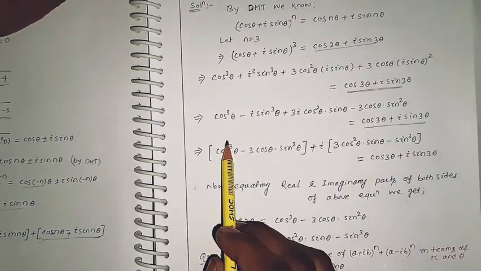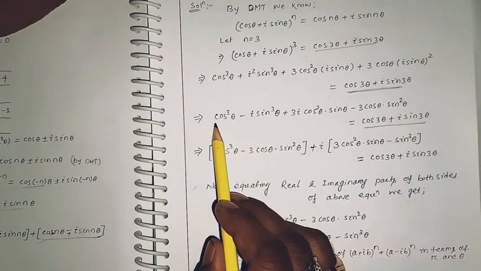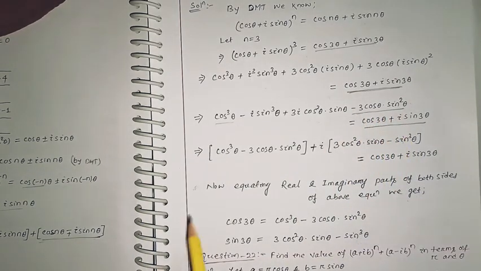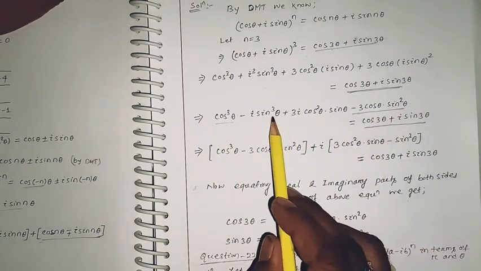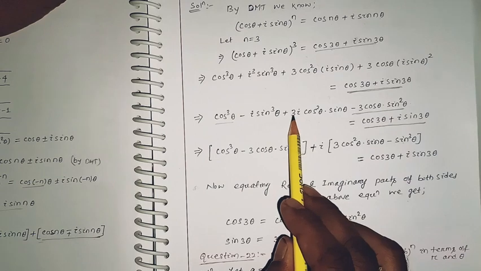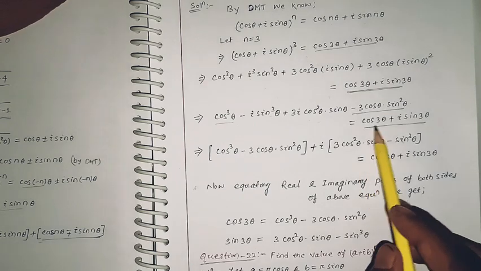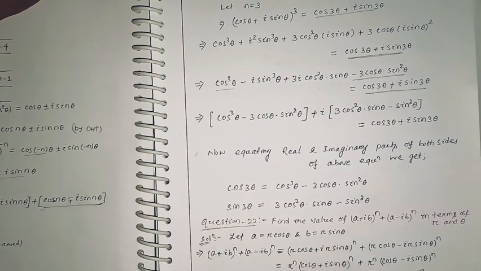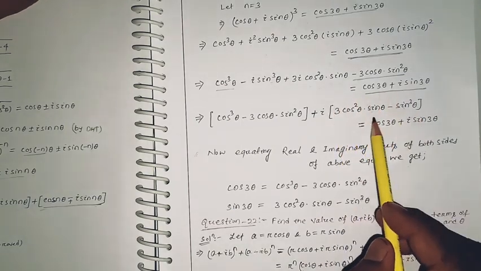Okay, so here the real part we are going to separate, and the imaginary part we have to write separately. Here cos^3 theta and this term, these two terms are the real part: cos^3 theta minus 3 cos theta sin^2 theta. Plus these two terms are imaginary parts, so if I take i common from these two terms, i (3 cos^2 theta sin theta minus sin^3 theta), will be equal to this one. Now if I equate the real and imaginary parts of both sides of the above equation, this is your real part, this is your imaginary part.